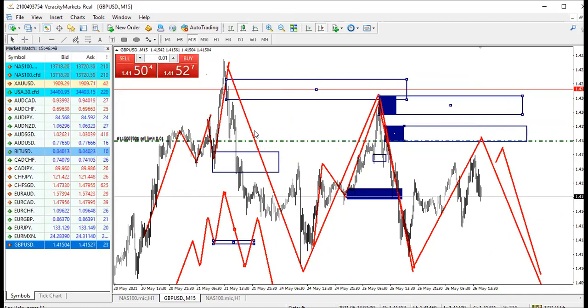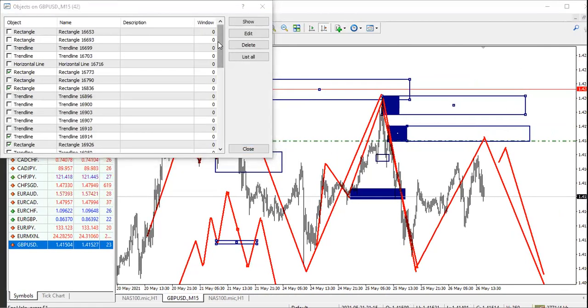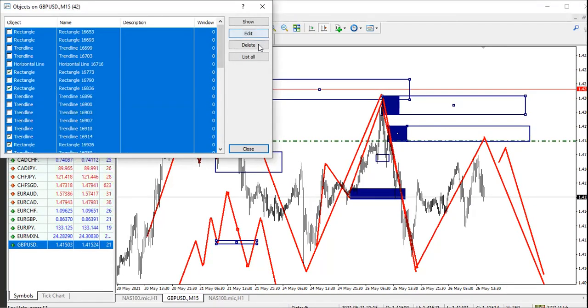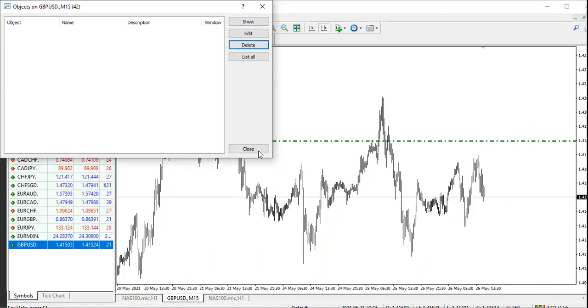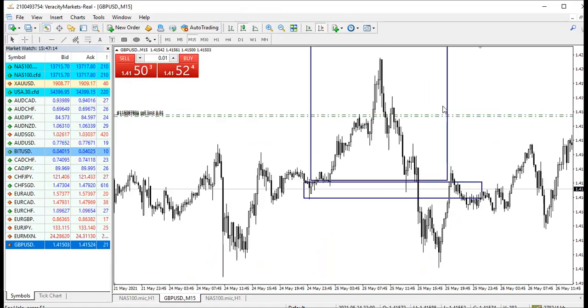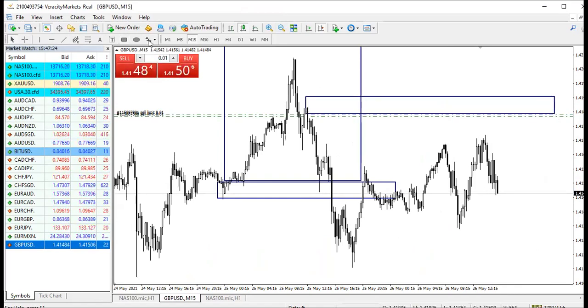Okay, let me just remove all this. I have spotted my low here, that this low is broken. So I focus on this head. On this head, I look for my imbalance. I look for strong moves away from a different candle. So I have this zone, and I have this one.